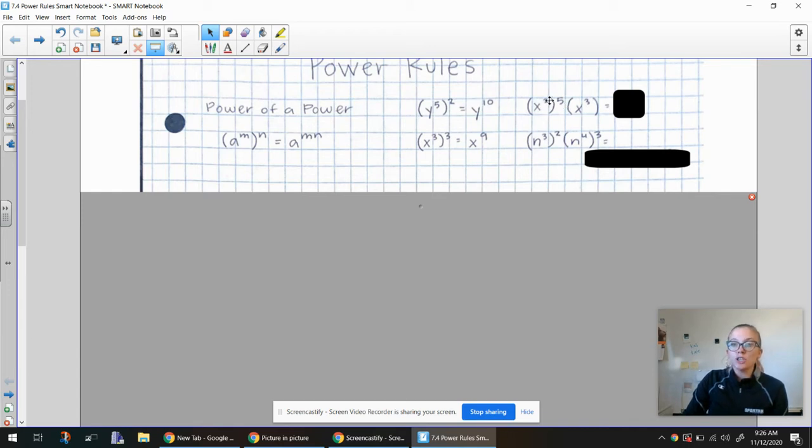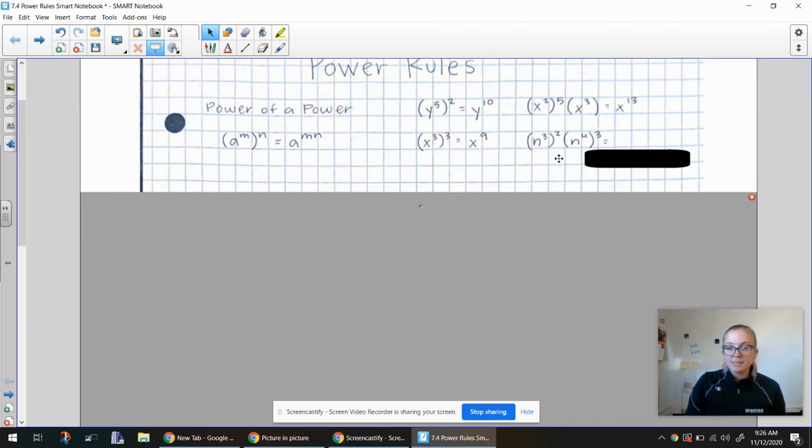x to the 2 to the fifth times x to the third. This one's a little tricky. So the first thing we're going to do is this power to a power. So x to the 2 to the fifth is x to the 10th. Then we're multiplying x to the third. Well, we learned in the previous video that when we are multiplying exponents with the same base, we add the exponents. So x to the 10 times x to the 3 is x to the 13.